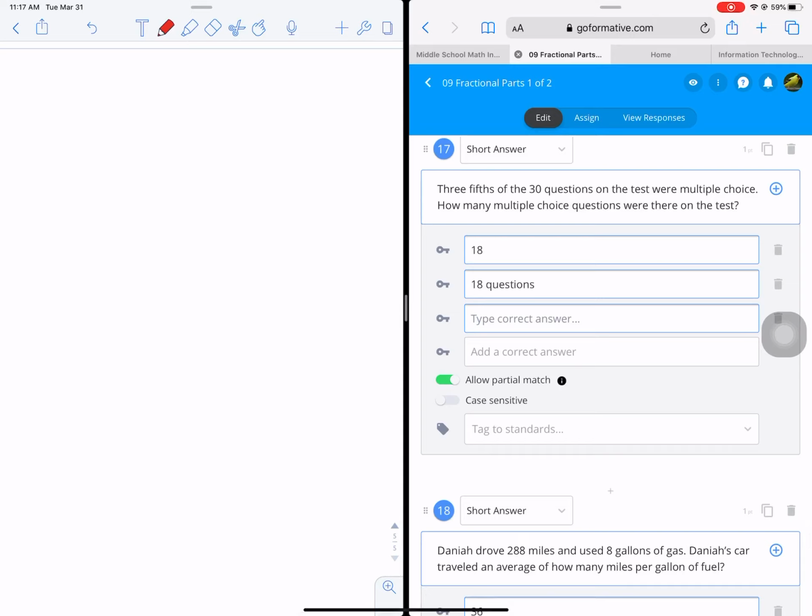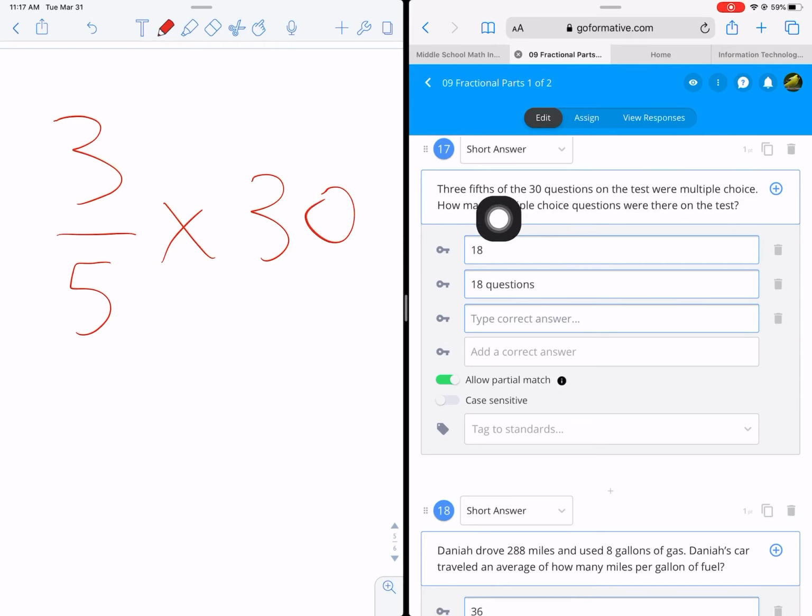Three-fifths of 30 questions on the test were multiple choice. How many multiple choice questions were on the test? Again, you're building your own one of these, and I'm hoping we can learn to do these on our own. The big giveaway here is this word of. Of in math, most of the time, means multiply. So if it says 3/5 of 30, that's 3/5 times 30. So that's one way we can figure that out.